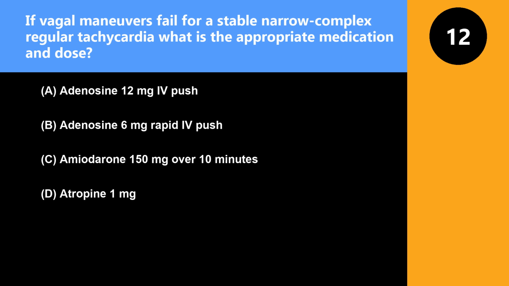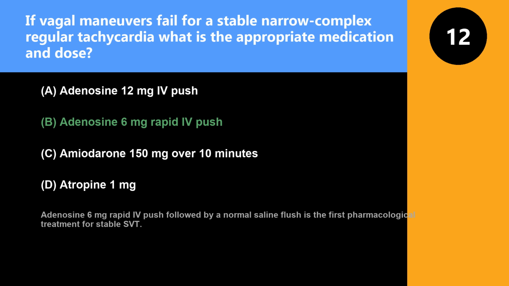Option A, adenosine 12 mg IV push. Option B, adenosine 6 mg rapid IV push. Option C, amiodarone 150 mg over 10 minutes. Option D, atropine 1 mg. The correct answer is option B, adenosine 6 mg rapid IV push. Adenosine 6 mg rapid IV push followed by a normal saline flush is the first pharmacological treatment for stable SVT.